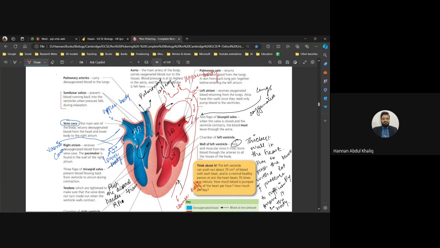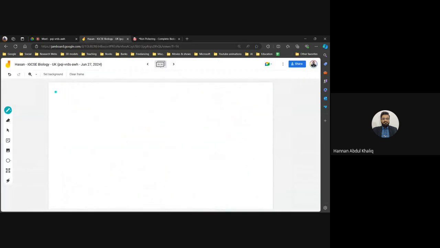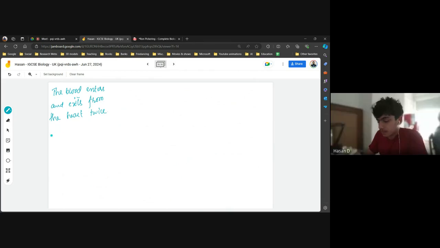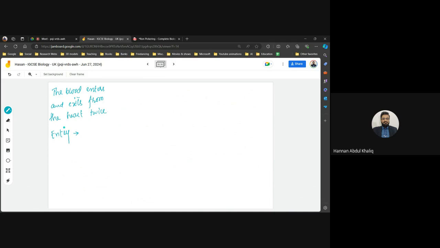So now if you notice here, the blood enters and exits the heart twice. Can you tell me how it is entering and exiting twice? First, tell me about the entry.